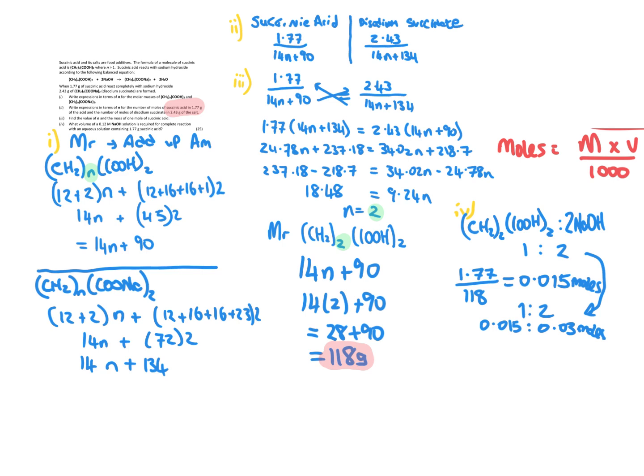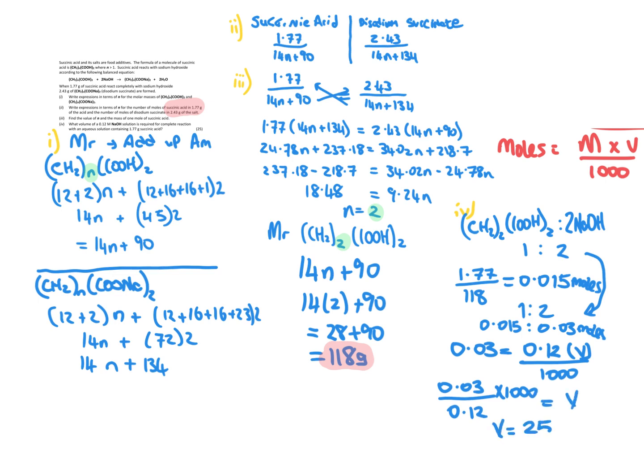So the formula is moles equals molarity by volume over 1,000. Now I know the number of moles I have is 0.03 moles of my sodium hydroxide, and I know the molarity of it is 0.12. I don't know the volume, that's what I'm trying to figure out, and I can divide that by 1,000. So what that's going to give me is 0.03 over 0.12 times 1,000, just by rearranging to get V on its own, and I will get that my volume is 250 centimeters cubed. And at that point, I have completed this question.